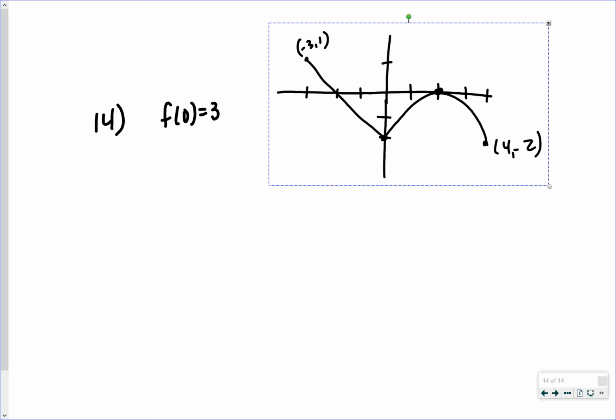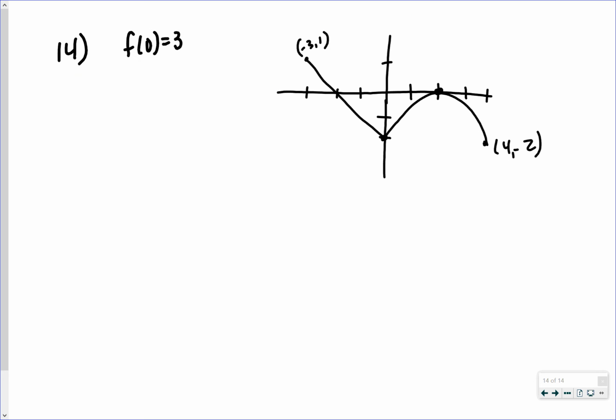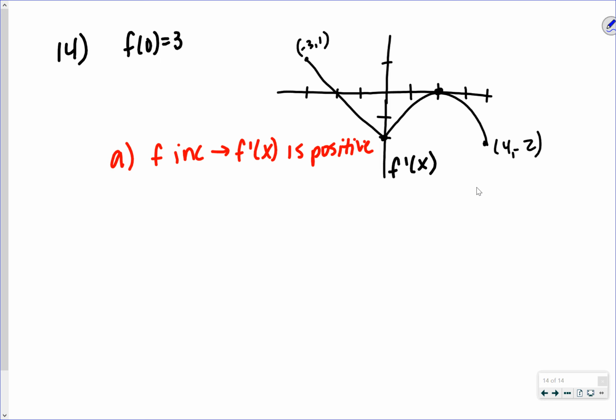So, part A says, and this is again f prime, on what intervals, if any, is f increasing? Well, that would mean that my first derivative of x is positive. So that happens from negative 3 to negative 2. So from negative 3 until negative 2, or you could say negative 3 is less than or equal to x less than or equal to negative 2, f would be increasing. And this is because f prime of x is greater than 0. It's a positive number.